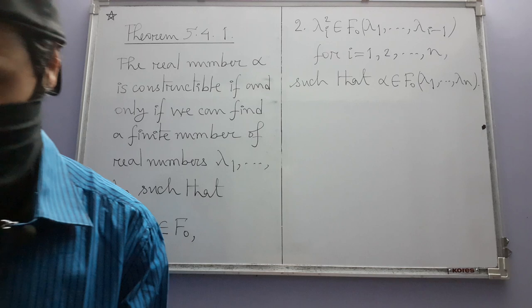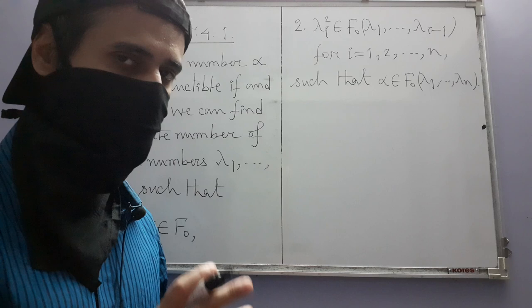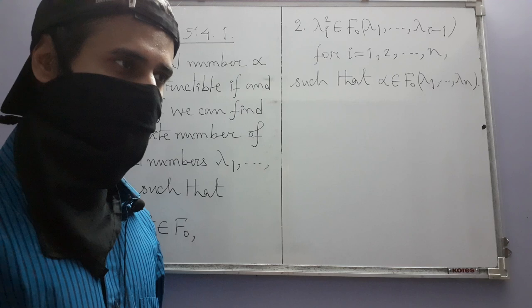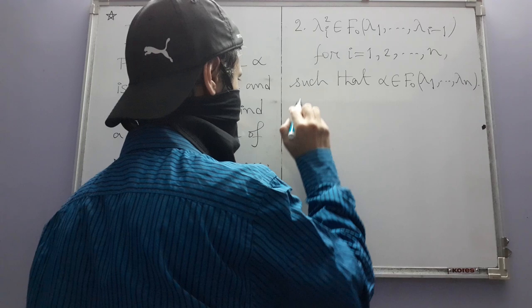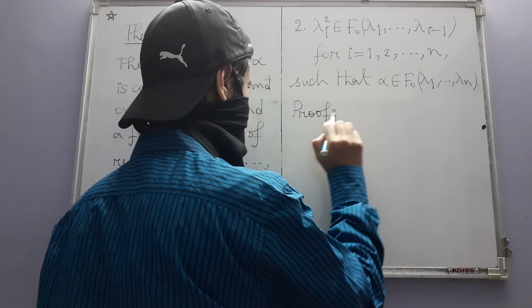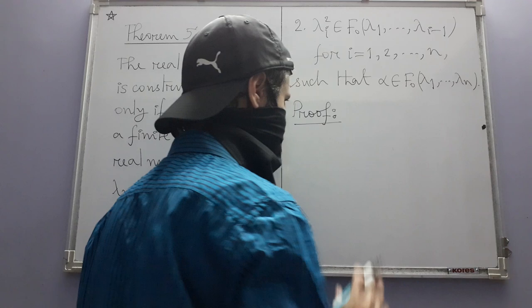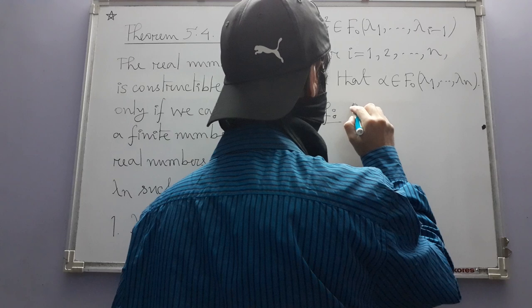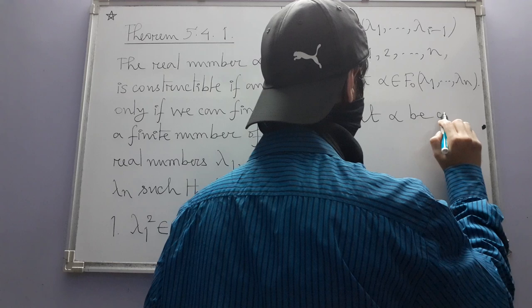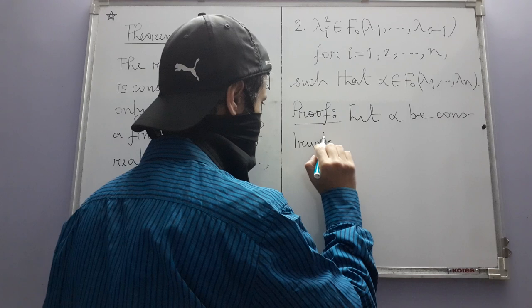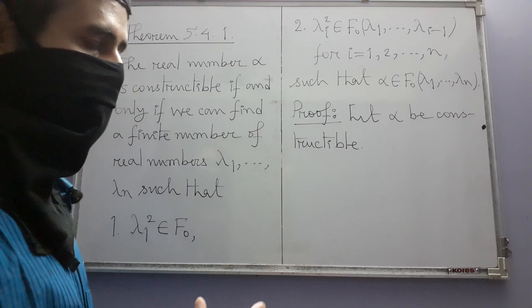In the previous video also we discussed the proof a little bit, and it's there in the text, but it's not given in a systematic manner. So let's see how we can systematize the proof. So we need to prove both the directions, that these conditions are necessary as well as sufficient. So we start off by assuming that alpha is constructible. Let alpha be constructible. Then by the definition of a constructible number, we have this thing next.